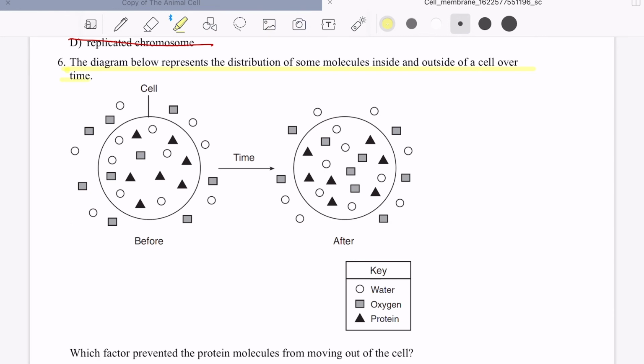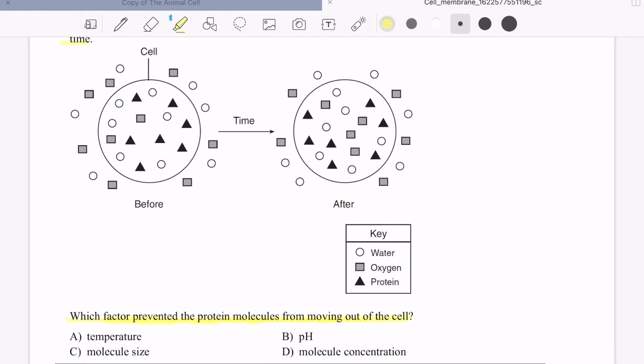Excuse me. Which factor prevented the protein molecules from moving out of the cell? So which factor prevented a protein molecule from moving out of the cell? It's funny how they put this picture here, but the picture doesn't necessarily help you answer the question. This is more of remembering.